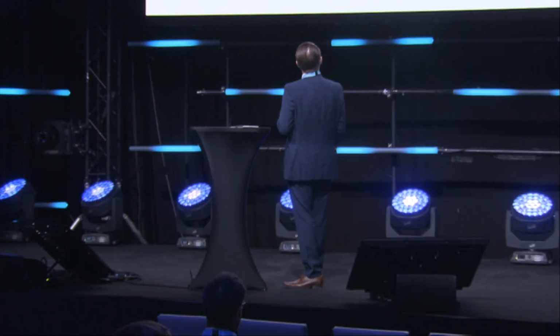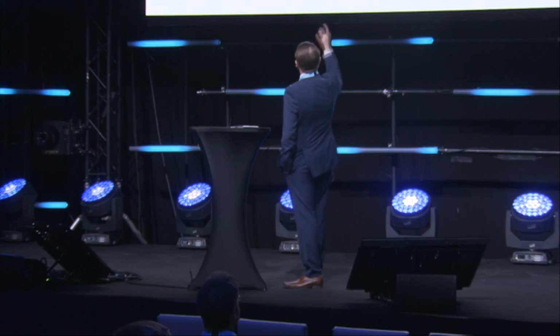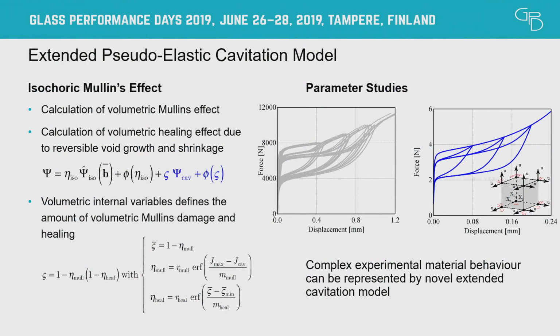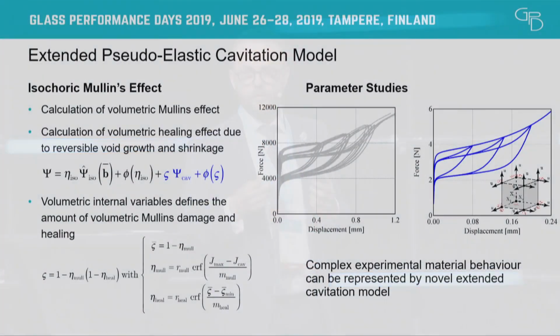Now we take the model, and on the left-hand side, we had this weird experimental behavior with the cavitation effect, the volumetric Mullins effect, and the healing effect. Here we performed some numerical calculations in a one-element test, and the curves look pretty similar. It's just a one-element test. We just wanted to show whether it is possible with a numerical model to show such an effect. With our formulation, we are now able to have cavitation, Mullins, and healing.